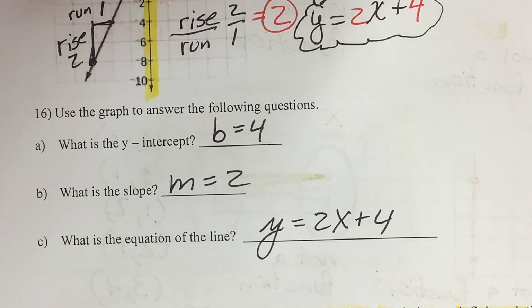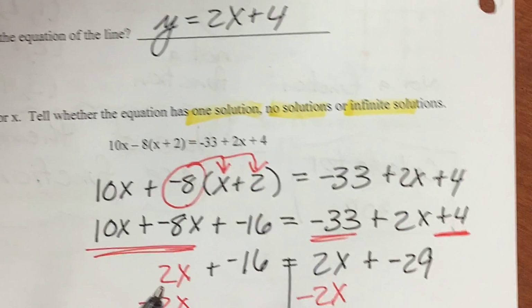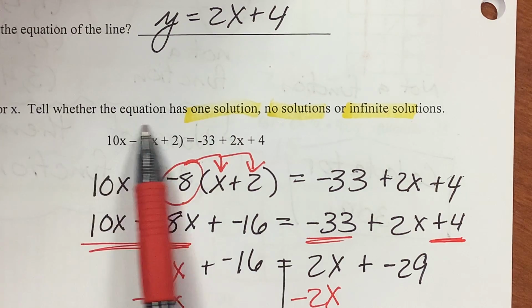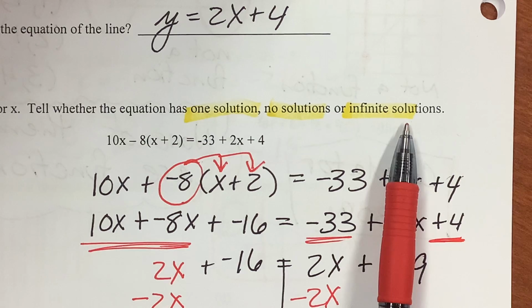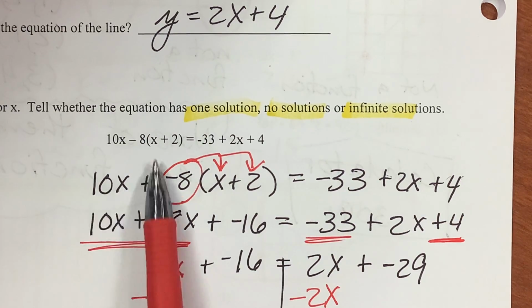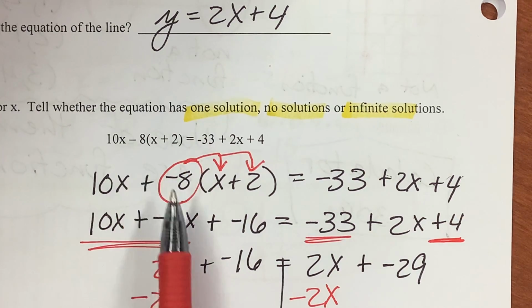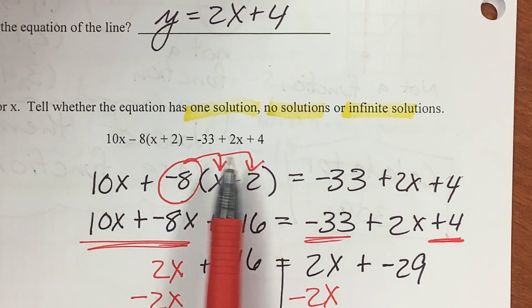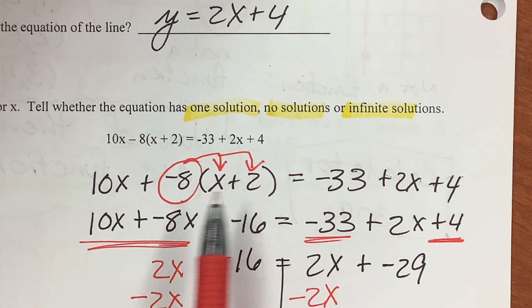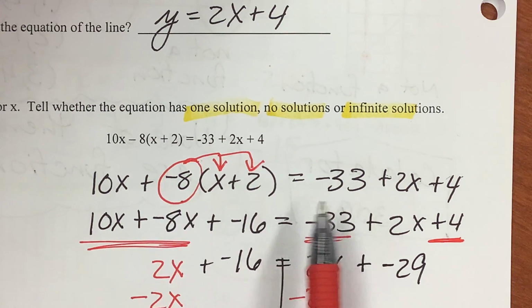Okay, this next problem, the problem is actually to tell whether each equation has one solution, no solution, or infinite solutions. So I rewrote the problem. Instead of minus, I made it plus a negative because I'm distributing -8 to the numbers in the parentheses. That's why I do that. Over here, everything was addition. I didn't have to worry about it.